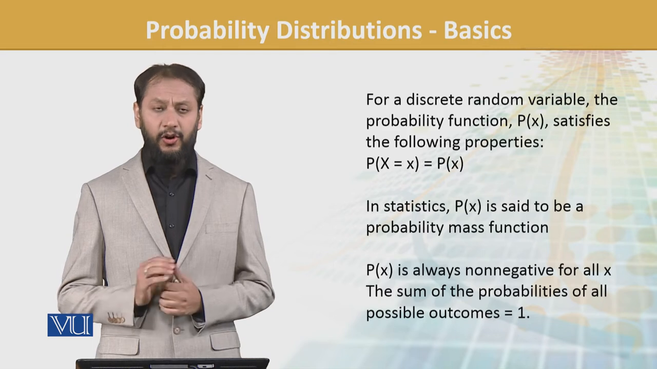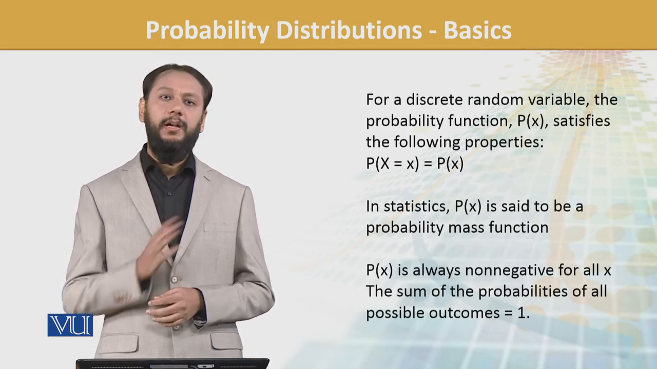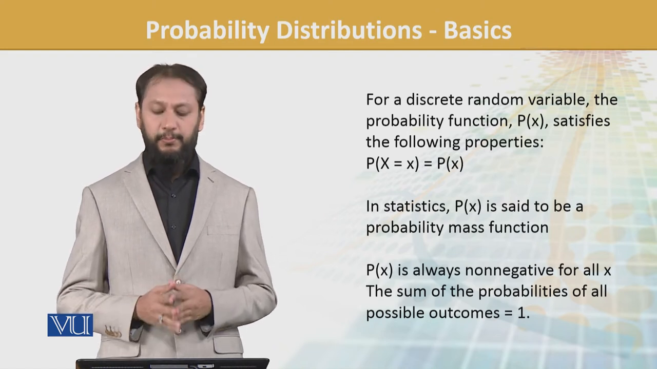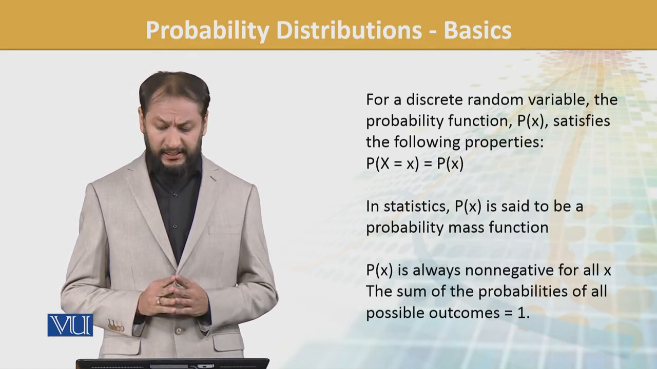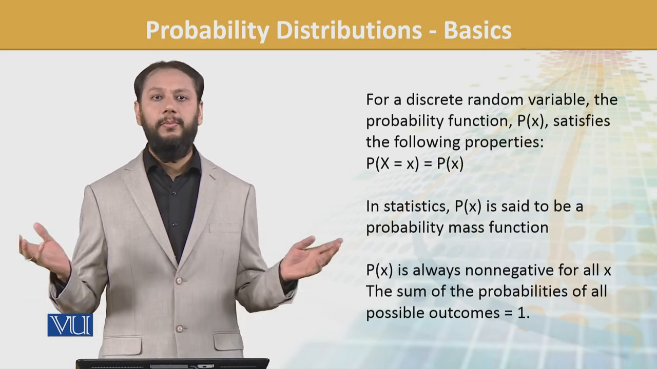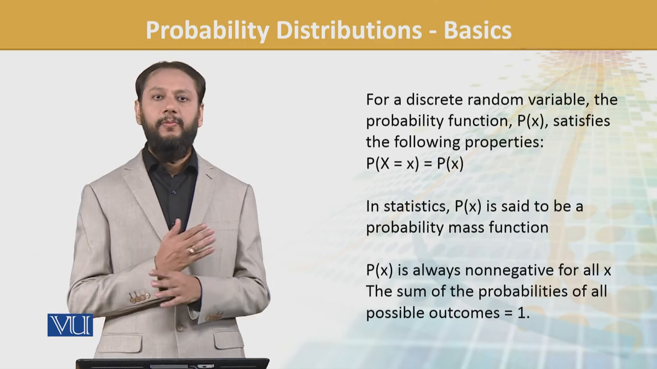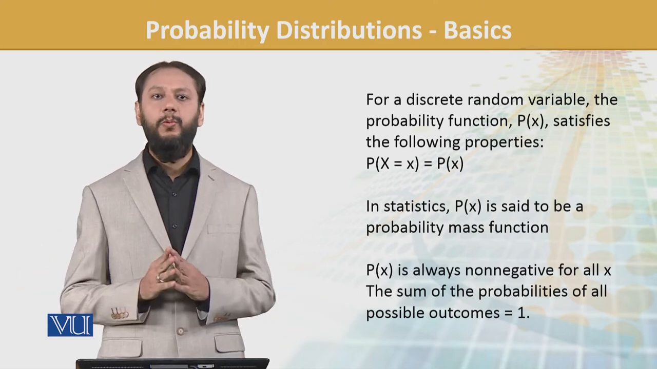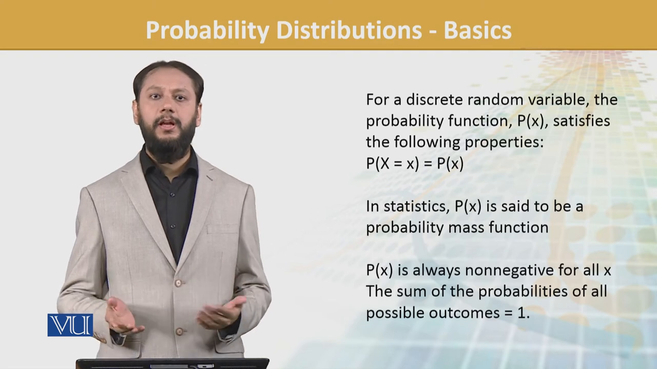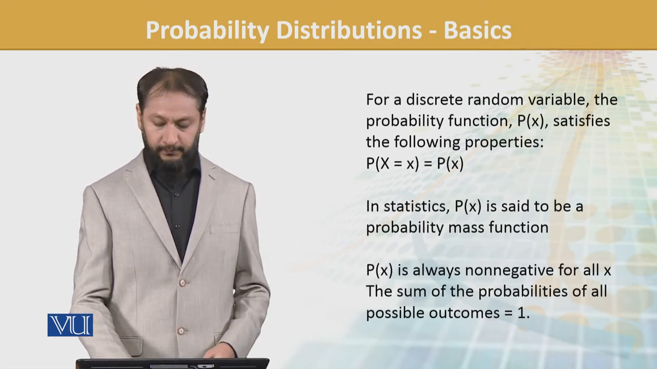P(x) is always non-negative for all x. The probability of something can never be negative. It may be a very small fraction, but it will be a positive number. And the second rule is that the sum of all probabilities should be 1. Whatever probabilities there are, one has a 0.2 chance, another 0.6, but when we combine all, that should be 1. The cycle of 100 must always be complete. Whether we talk in percentage or in probability, it's 1.